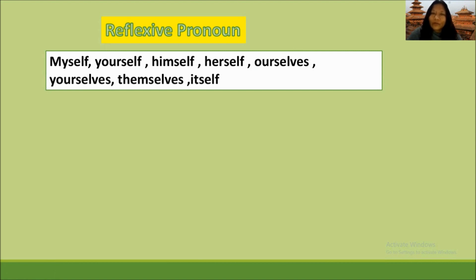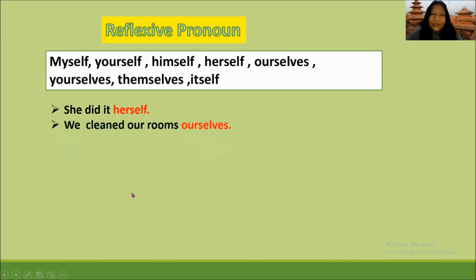These are the words which refer to a noun or pronoun that is used as the subject of the verb in a sentence. For example, she did it herself. Herself refers to she. She is the pronoun and she is the subject of the verb in this sentence. We cleaned our rooms ourselves. Here, ourselves refers to we, and we is the subject of the verb in this sentence, right?